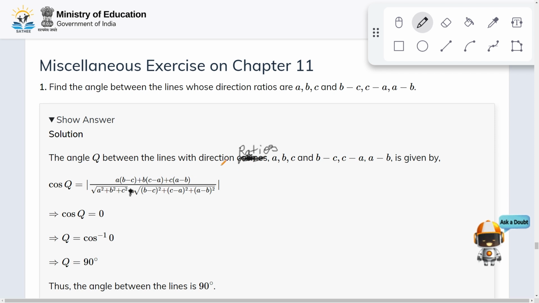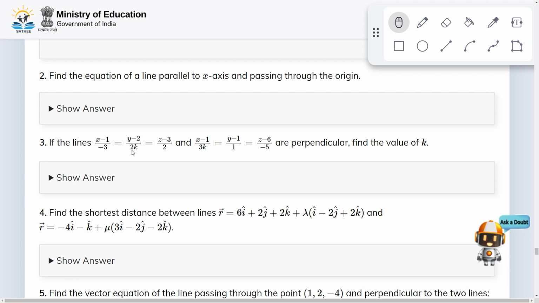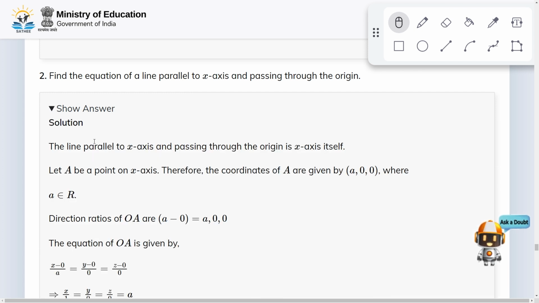Now let's move to the next. Second problem: find the equation of a line parallel to the x-axis and passing through the origin. The line parallel to the x-axis and passing through the origin is the x-axis itself. So let A be a point on the x-axis. Therefore, the coordinates of A are given by (a, 0, 0), where a belongs to any real number.